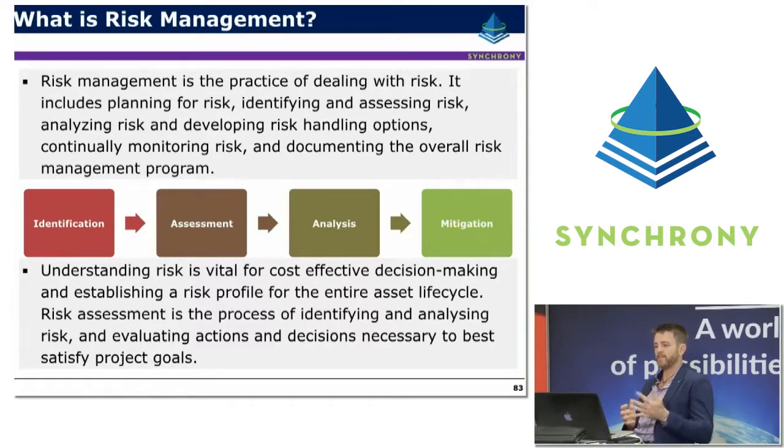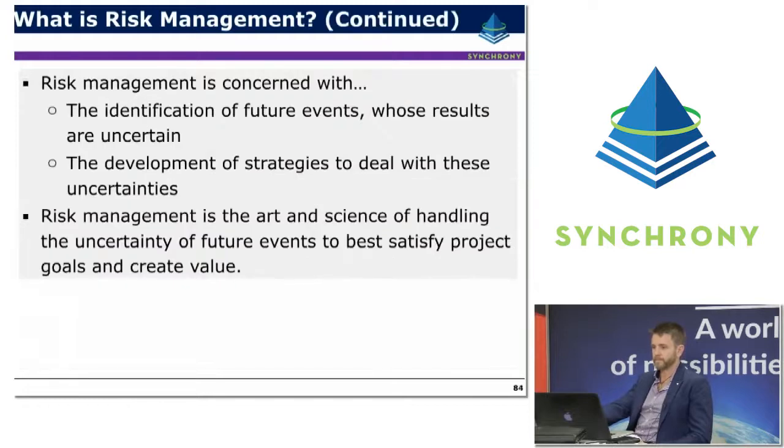So it's the process of identifying, analysing and evaluating actions necessary to best satisfy the project goals, and essentially this is working hand in hand with the overall process of earned value, which is cost and schedule performance management. So risk management tends to be concerned with the identification of future events whose results are uncertain and the development of strategies to deal with those uncertainties. It's the art and science of handling uncertainty of future events to best satisfy project controls and create value.